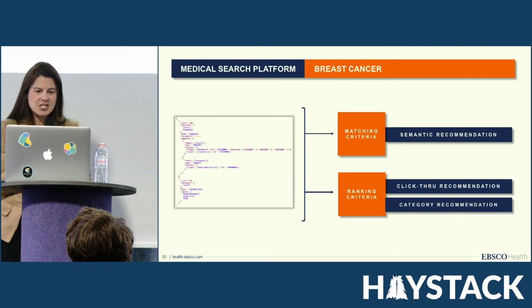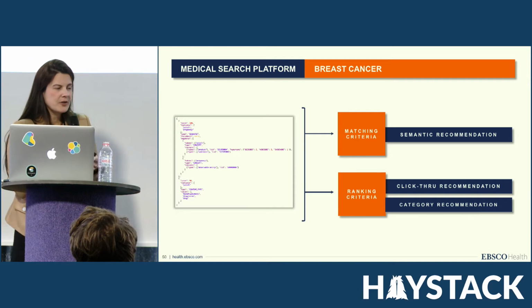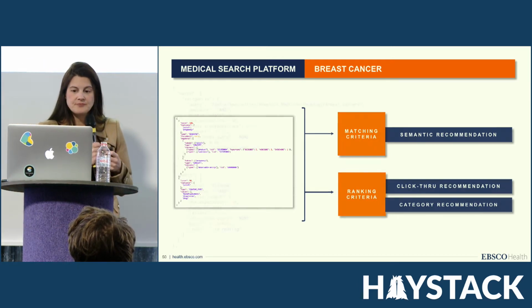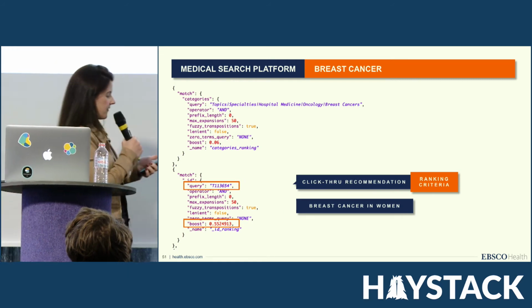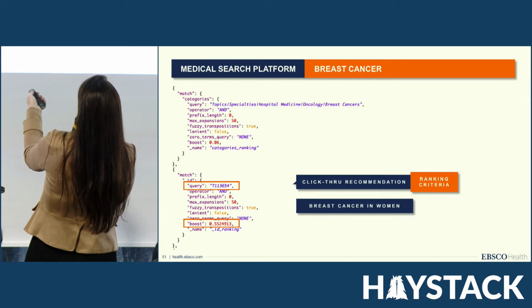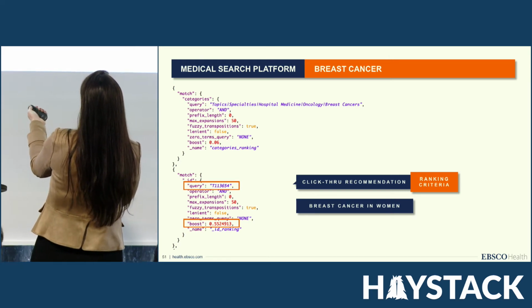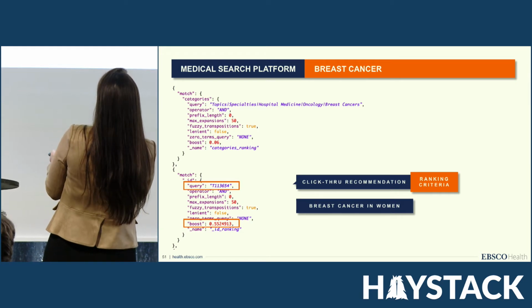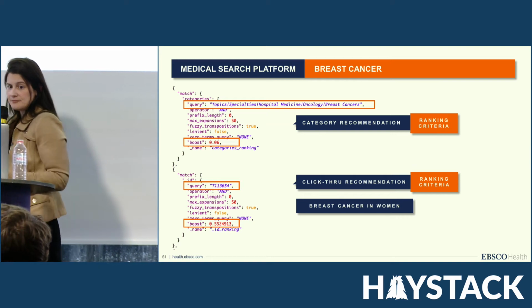So again, the semantic recommendation will be used as matching criteria, and the click-through and category will be used as ranking criteria. So here's the use of that click-through rate in the actual search criteria. And here's the actual ID of it. And you'll notice that the boosting is actually taken directly from the recommendation from Query Intelligence. And then here you can see also the category recommendation.